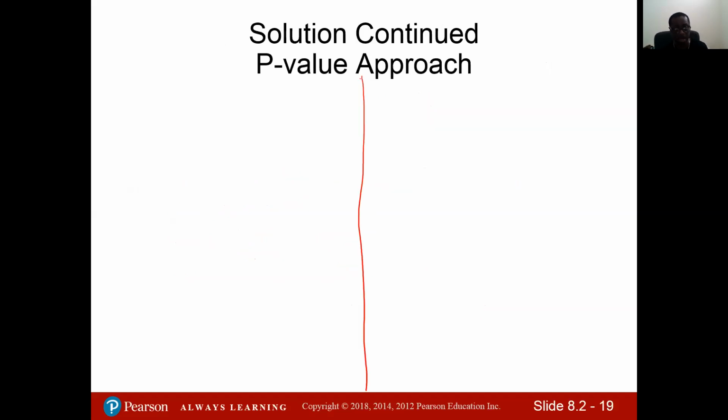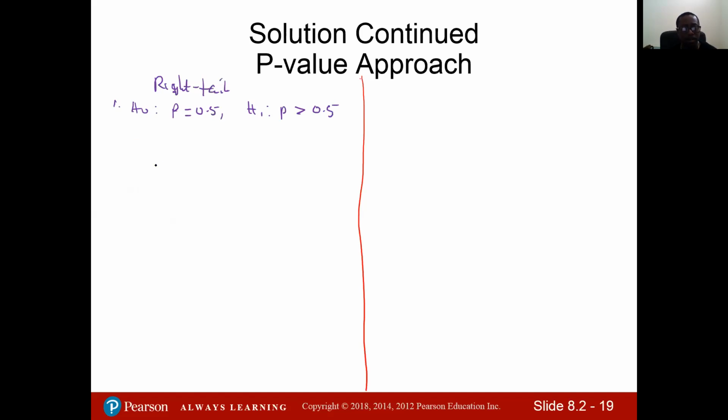Okay. Now let's look at the p-value approach. We're going to go through the steps. Some of the steps I'm going to write them again. Step 1 says to state the null and then alternative hypothesis. So your H0 is p equal to 0.5. My Ha or H1, that's the alternative, is p greater than 0.5. Remember, this is a right tail.